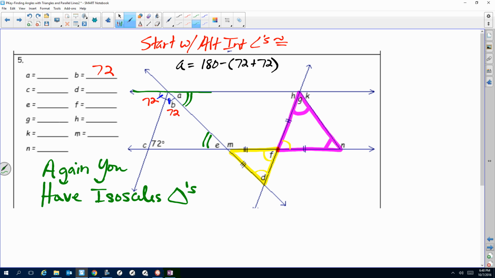And then once I find E, I can get to M, and also I can get to the vertex inside of my triangle. Okay, and then that will help me figure out D and F, and F is vertical to the angle in the purple. You kind of got the idea. Go from one to the other.